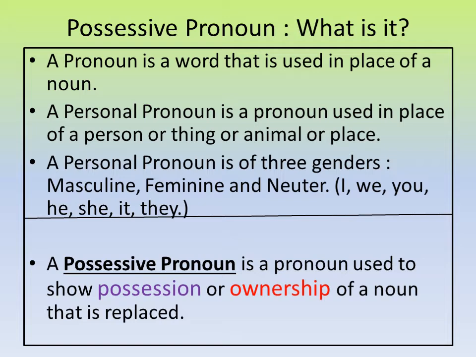But for now, let us understand what a possessive pronoun is. A possessive pronoun is a pronoun used to show possession or ownership of a noun that is replaced, and it is directly linked to personal pronoun and its three genders. We will see how that is in just a minute.